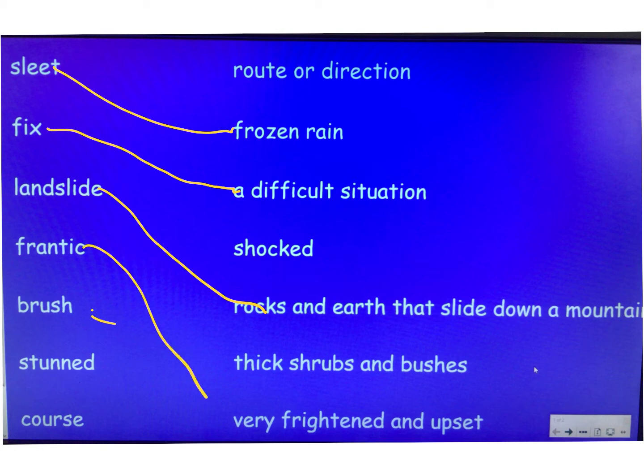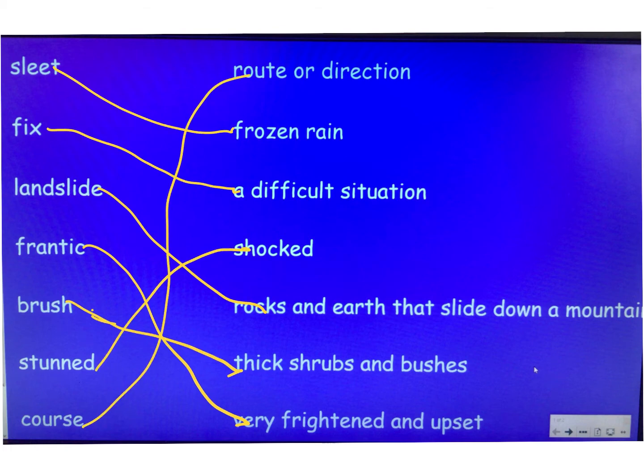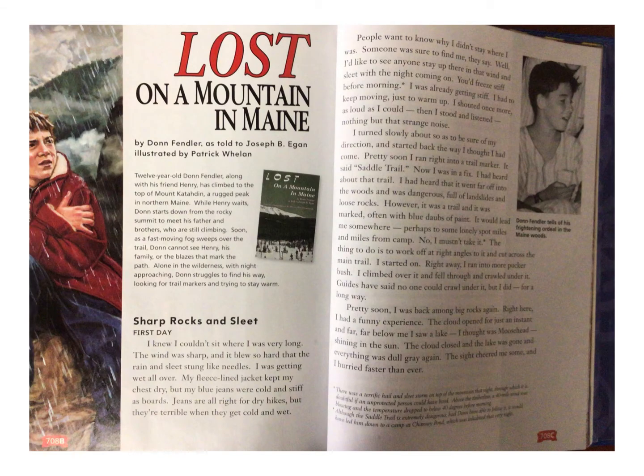Frantic, very frightened and upset. Brush, thick shrubs and bushes. Stunned is shocked, and coarse is a route or a direction. All of these words will fit into our story today, and then you will have some practice in your packet later today as well. So, Lost on a Mountain in Maine, page 708B and 708C.